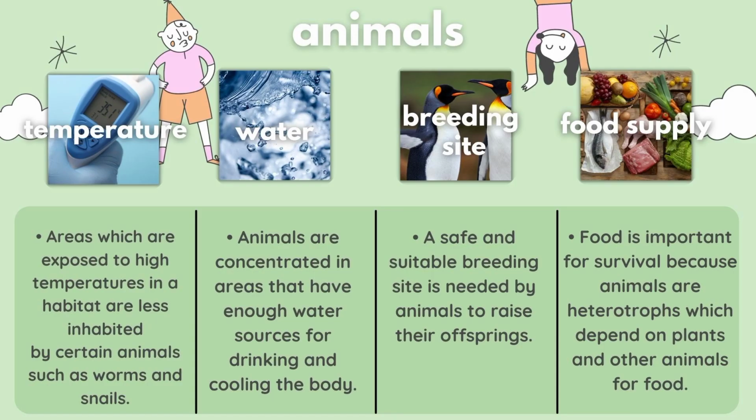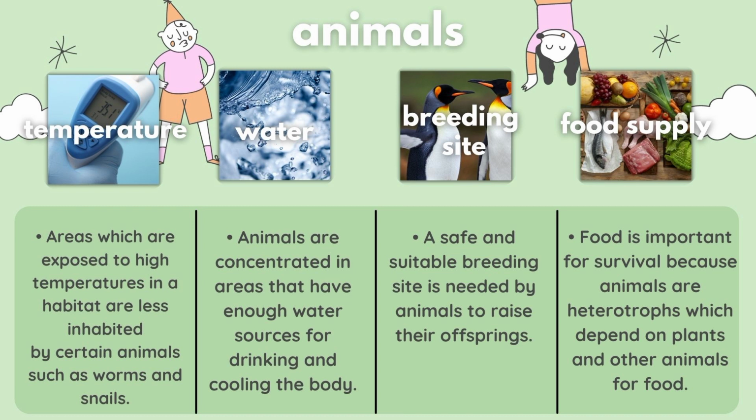Other than that, we also have factors affecting the population distribution of animals, one of it being temperature. Areas which are exposed to high temperatures in a habitat are less inhabited by certain animals, such as worms and snails. Next is water. Animals are concentrated in areas that have enough water sources for drinking and cooling the body. Another factor is breeding site. A safe and suitable breeding site is needed by animals to raise their offspring.